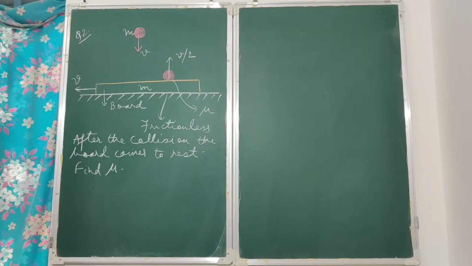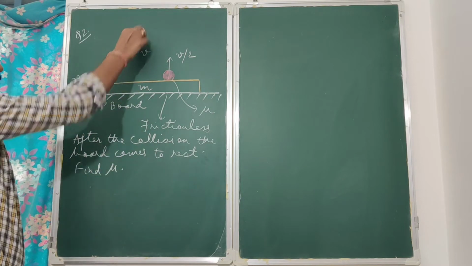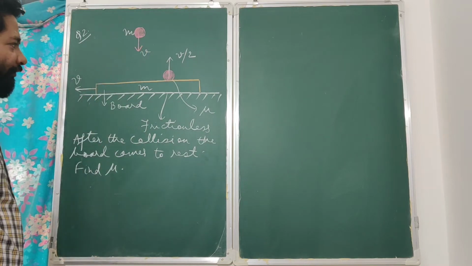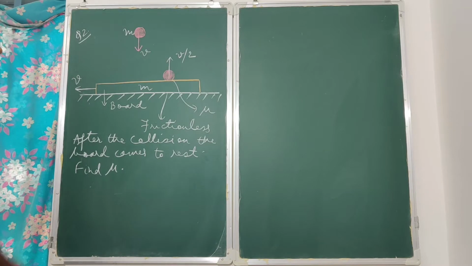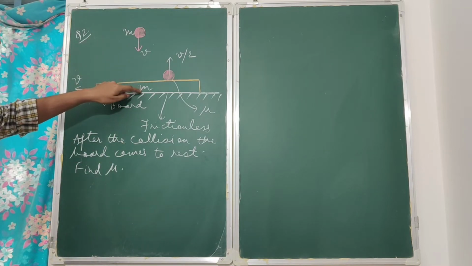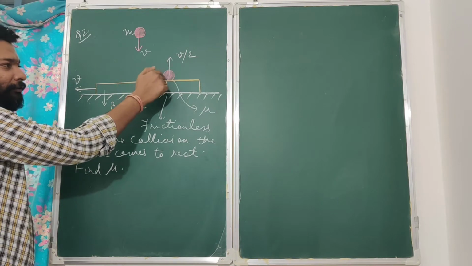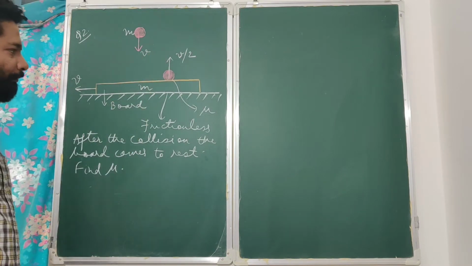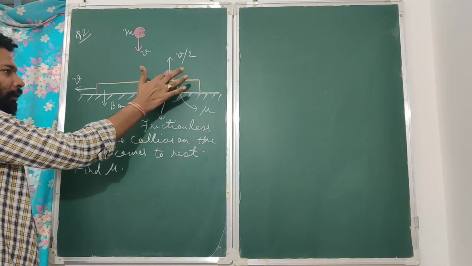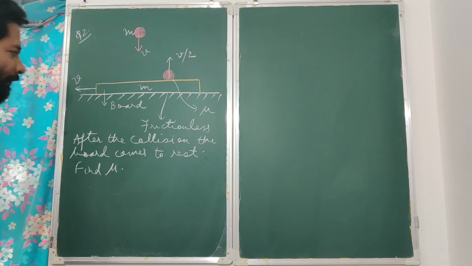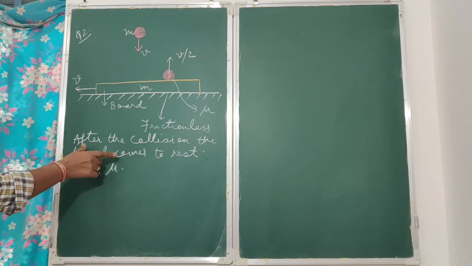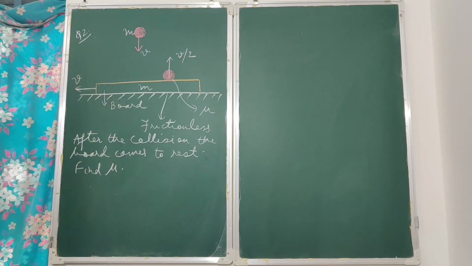Let's see another question which is based on the impulse momentum equation. Here there is a ball of mass m which has been dropped with velocity v, and it strikes a board. The board is moving with velocity v. Both ball and board have equal mass m. After striking this board, the ball rebounds back with velocity v by 2. The coefficient of friction between the ball and the board is mu. This horizontal surface is frictionless, and they have told that after the collision the board comes to rest.